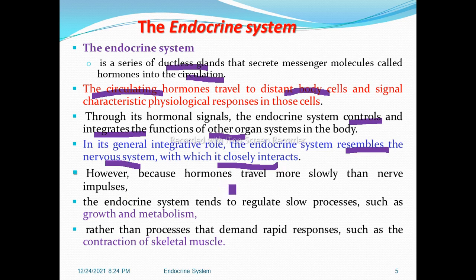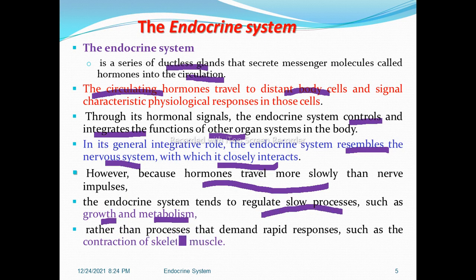But there are also differences between the endocrine system and the nervous system. For instance, hormones travel more slowly than nerve impulses. Nerve impulses are for the nervous system, and hormones are for the endocrine system. Conversely, nerve impulses travel more quickly than hormones. So the endocrine system tends to regulate slow processes, such as growth and metabolism.